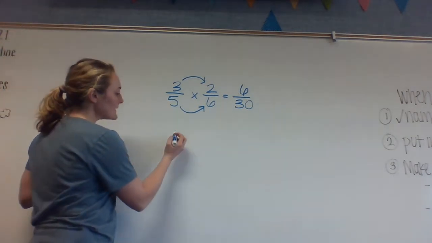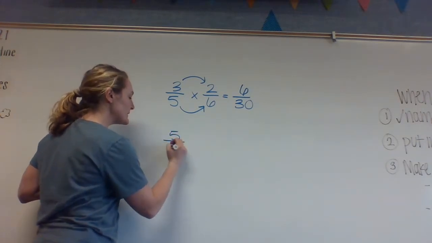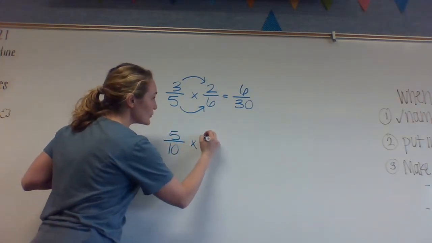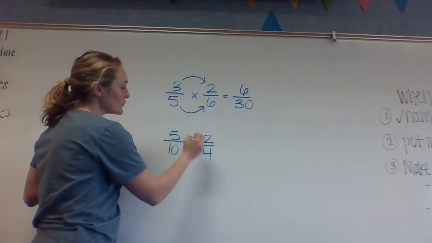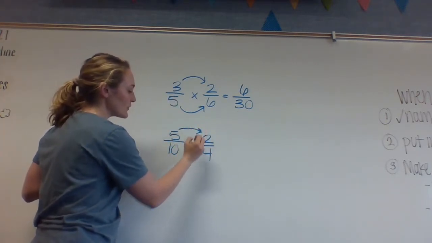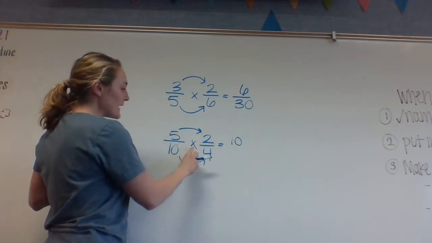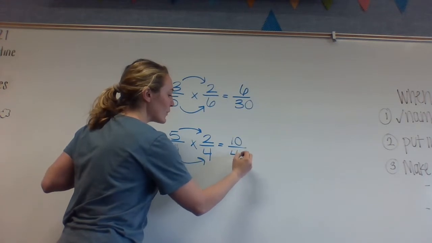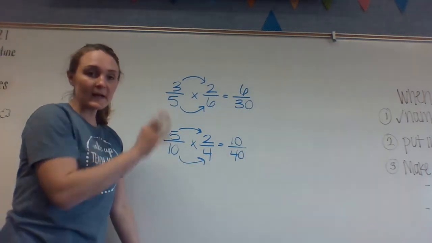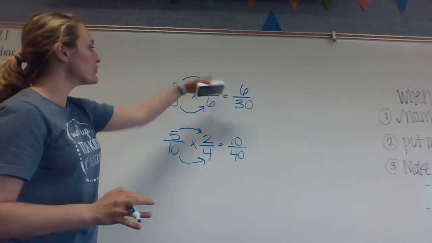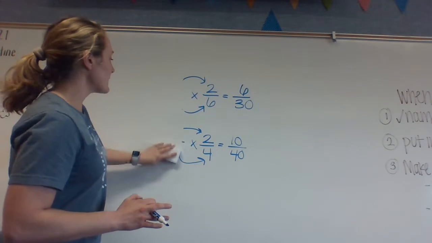Another problem, so let's say we had 5/10 times 2/4. Again, looking at just your numerators and then just your denominators, you're going to multiply straight across. 5 times 2 is 10, and then 10 times 4 is 40. So 10/40. Both of those are direct examples of how we look at our numerators, multiply across, and then look at our denominators and multiply across.